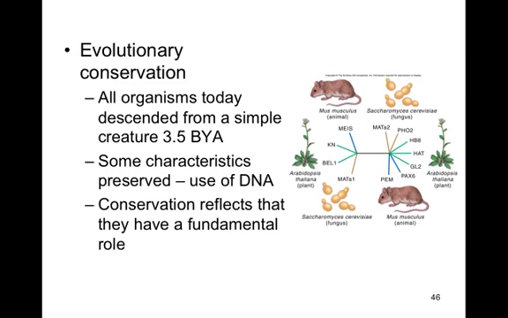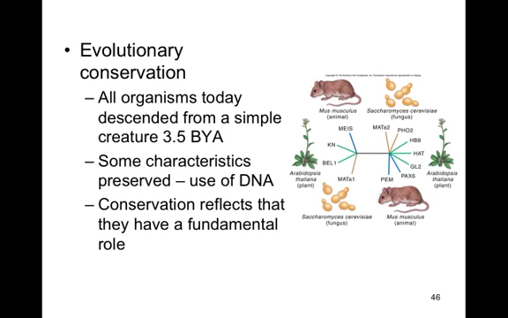Biologists agree that all organisms alive today have descended from some simple cellular creature that arose about 3.5 or 3.6 billion years ago. Some of the characteristics of that earliest organism have been preserved. The storage of hereditary information in DNA, for example, is common to all living things. The retention of these conserved characteristics in a long line of descent usually reflects that they have a fundamental role in the biology of the organism, one not easily changed once adopted.